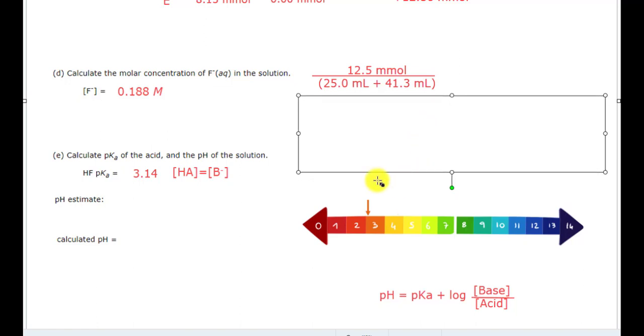I've got my pH chart. I'm going to do an estimate. If you have an equal amount of acid and base, the pH is going to be about 3.14. So here we got our pH, almost 2. This is a pretty acidic solution.